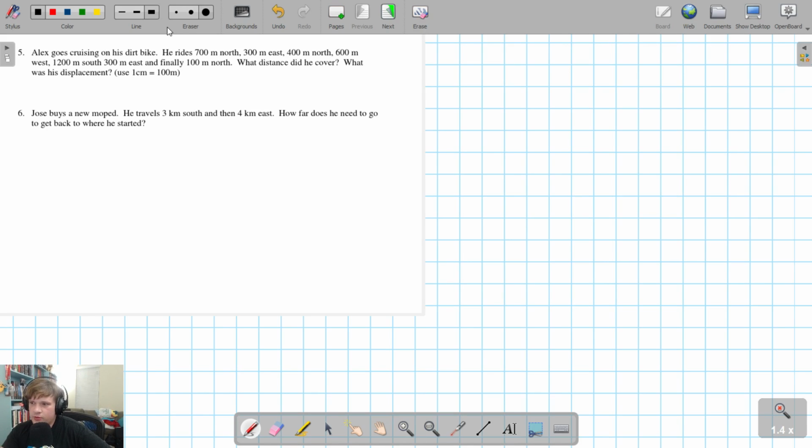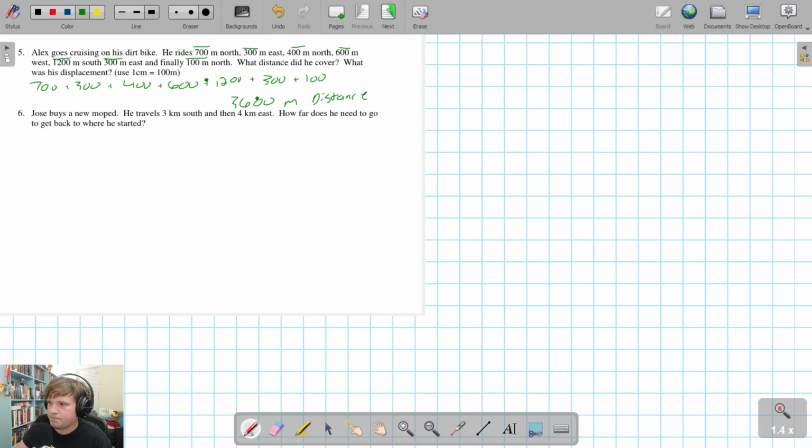Okay, what distance did he cover? Well, it says he goes 700 north, 300 east, 400 north, so on and so forth. It doesn't tell us that he travels without giving us distance, so all we have to do is add it up. So we have 700, 300, 400, 600, 1200, 300, and finally 100. So 7 plus 3 is 10. That's 1,000. That's 1,000. So we're at 2,000, 3,200, 3,500, 3,600. So 3,600 meters is our distance. Okay, all we had to do was add it up.